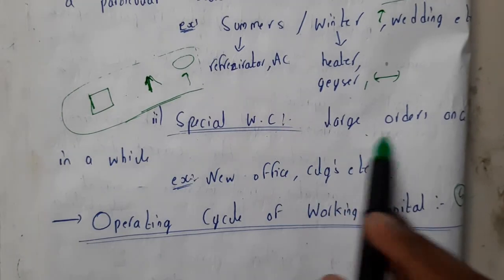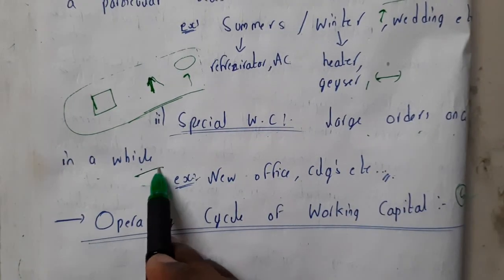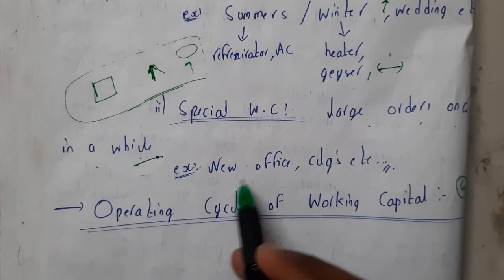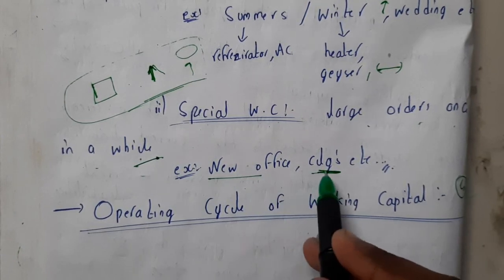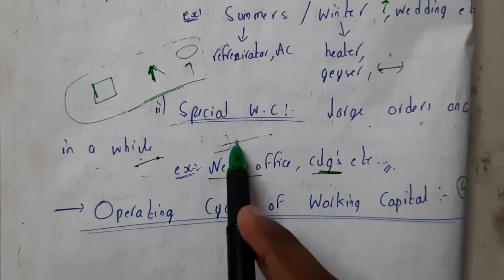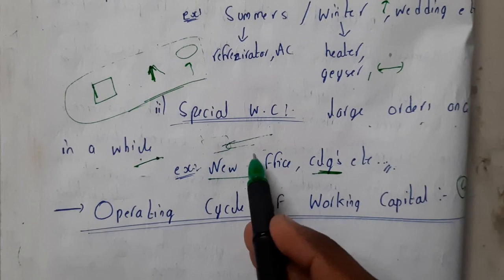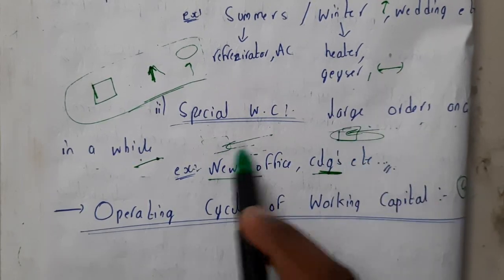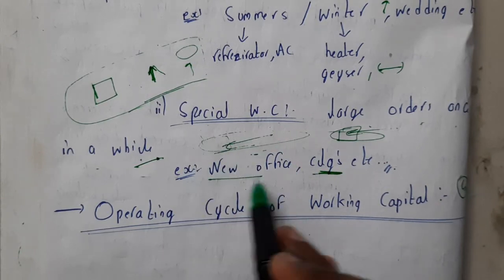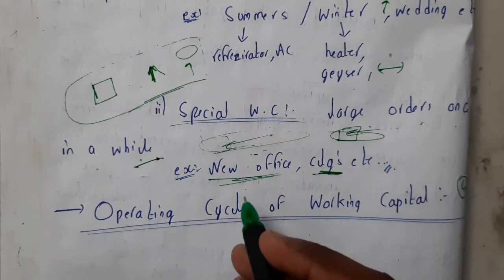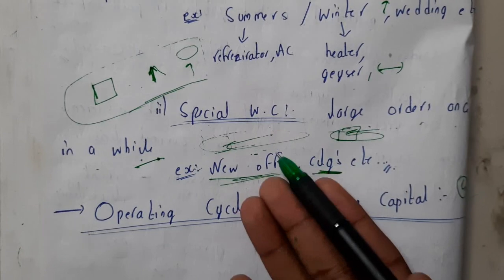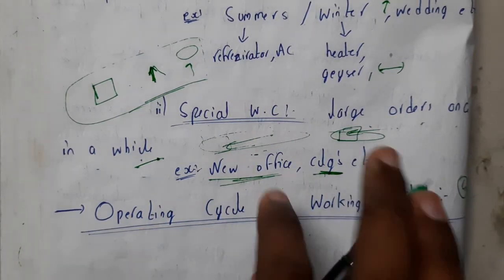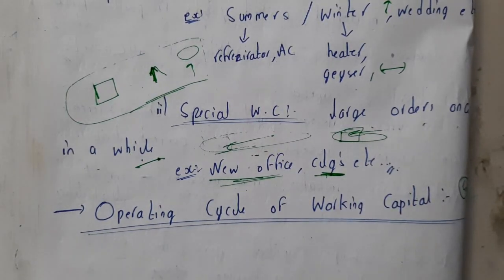Special working capital means large orders once in a while. So you'll be getting large orders once in a while. When any new college or new office is established, if your company is manufacturing systems, PCs, or benches, you'll be getting a huge bulk order, right? If they are initializing a new office, they need systems, right? So they'll be buying from you in bulk. Colleges means they'll be buying both. So in this way, these will be your special working capital.